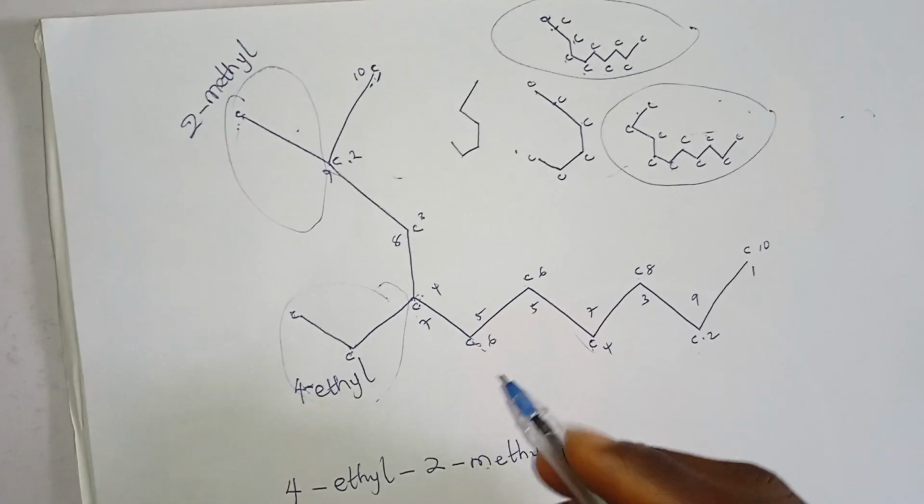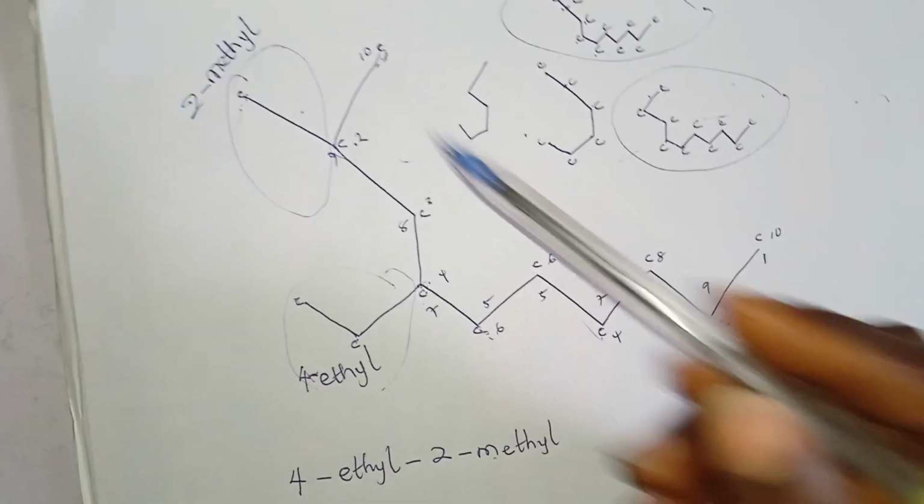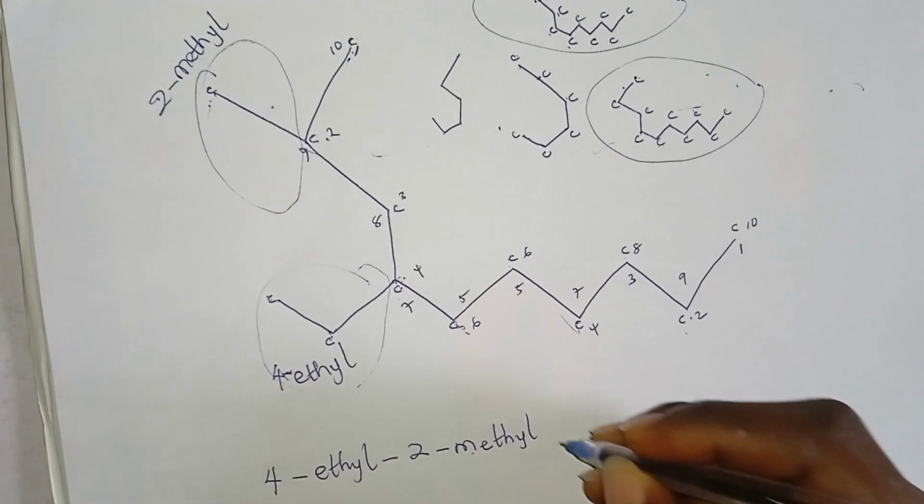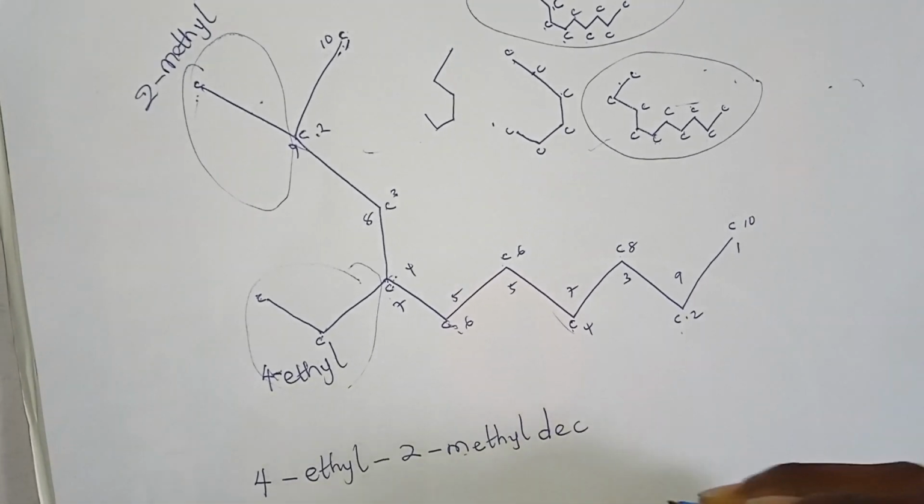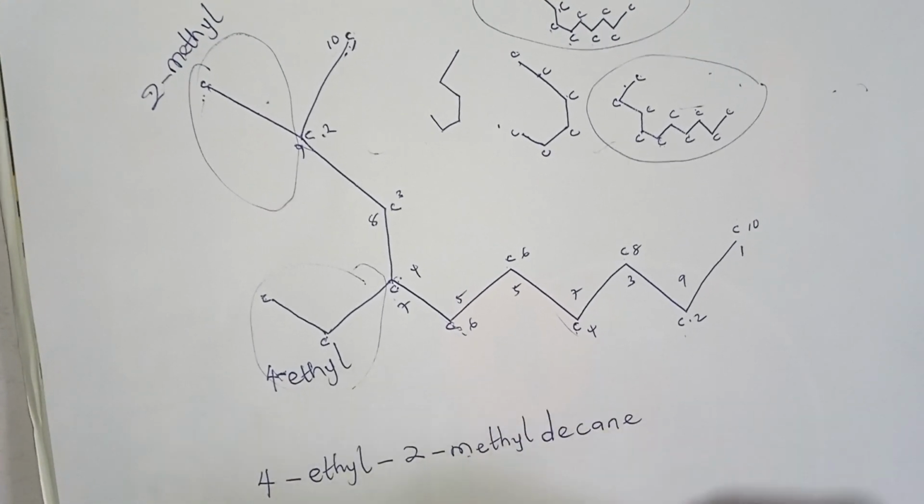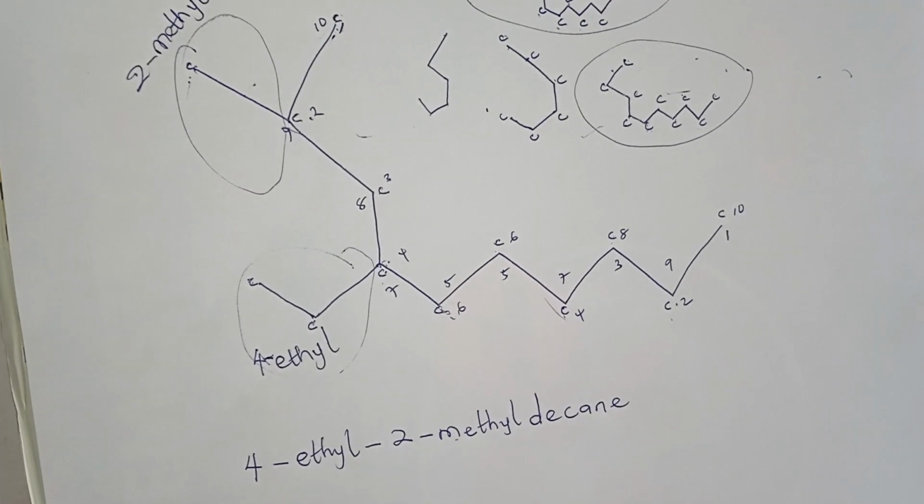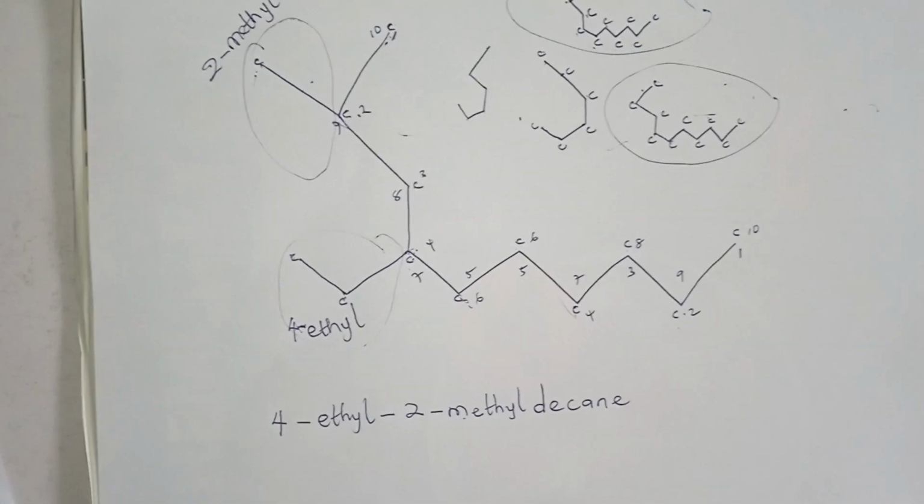Now 2-methyl. Since we've gotten the attachments, the longest carbon chain is 10. When the longest carbon chain is 10, it's called dec. Now since everything here is a single bond, it's ane. So 4-ethyl, 2-methyl, decane. So you need to know this.